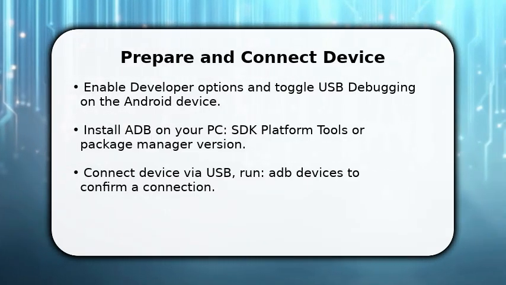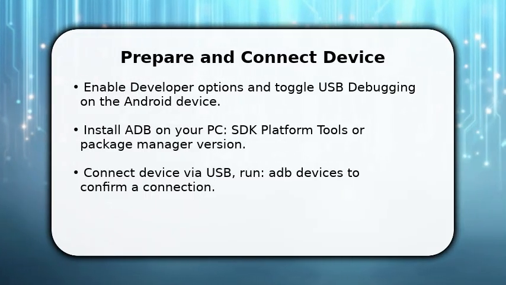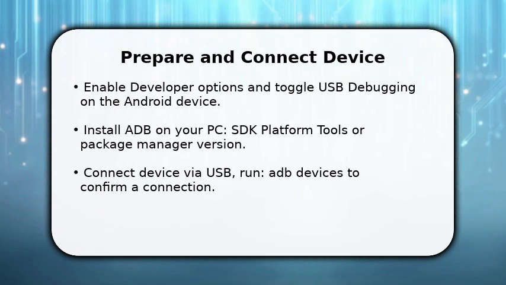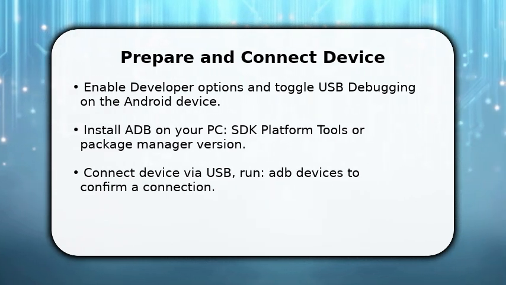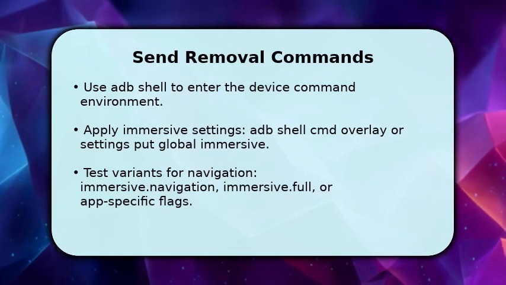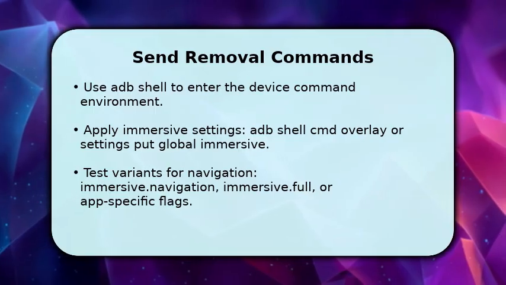Once connected, run adb devices to confirm the device appears. This proves the host can send commands. Doing this up front prevents delays later, so make sure drivers are installed and the device is authorized before moving on. Once the connection is verified, enter adb shell and send the removal commands that toggle the navigation bar.